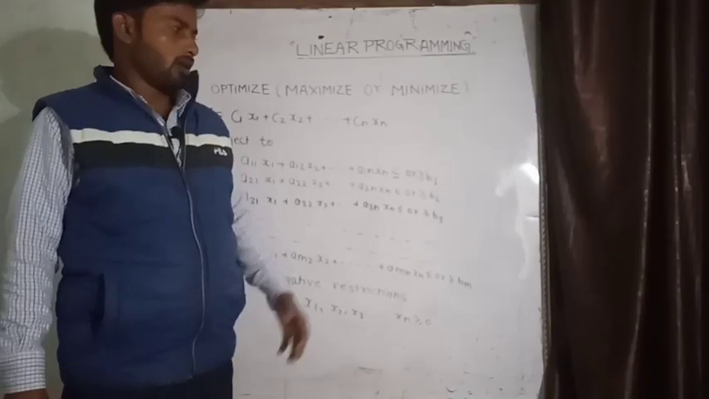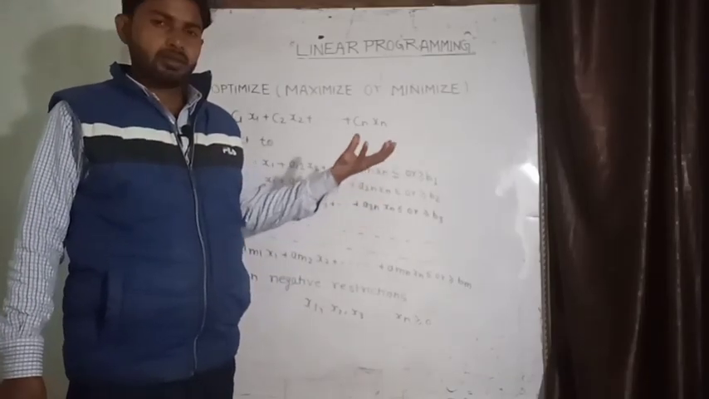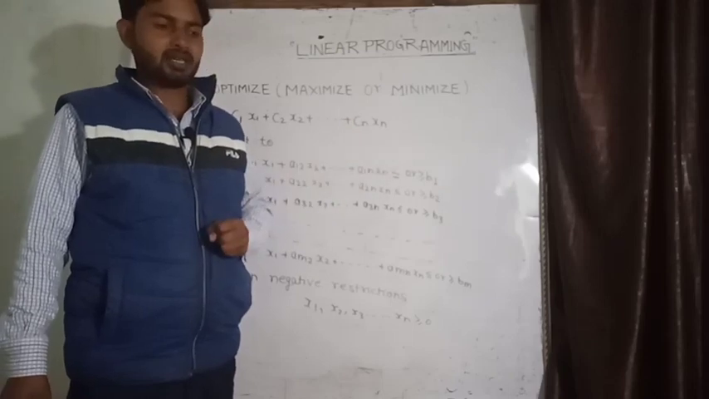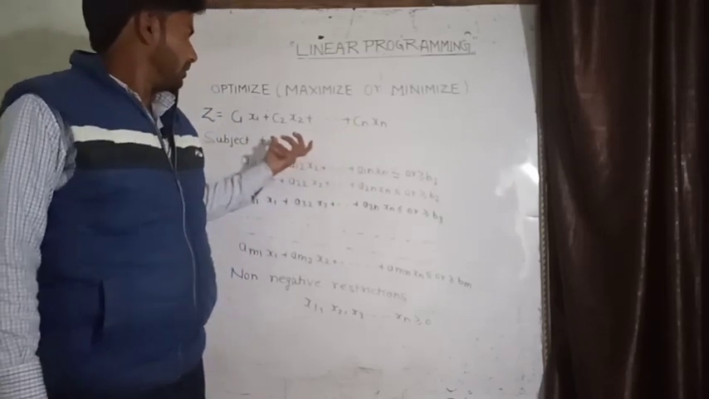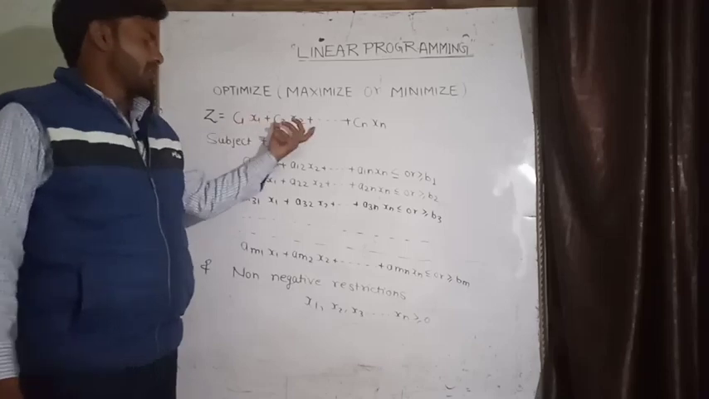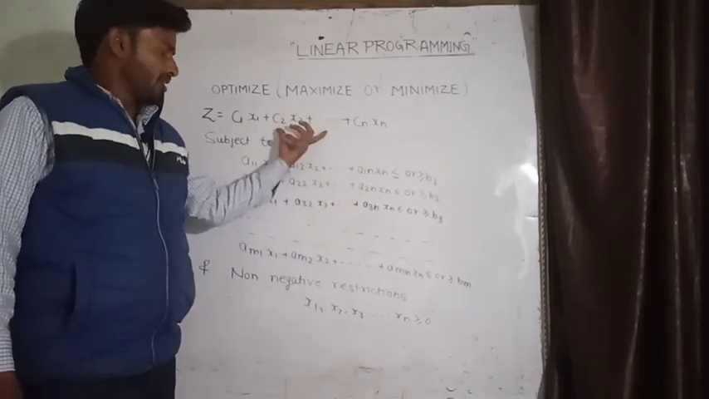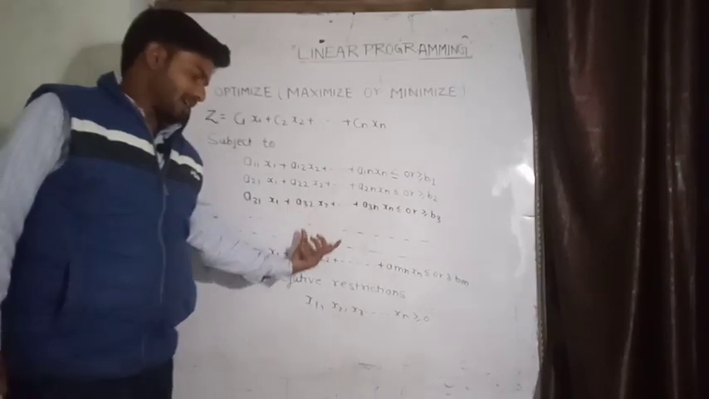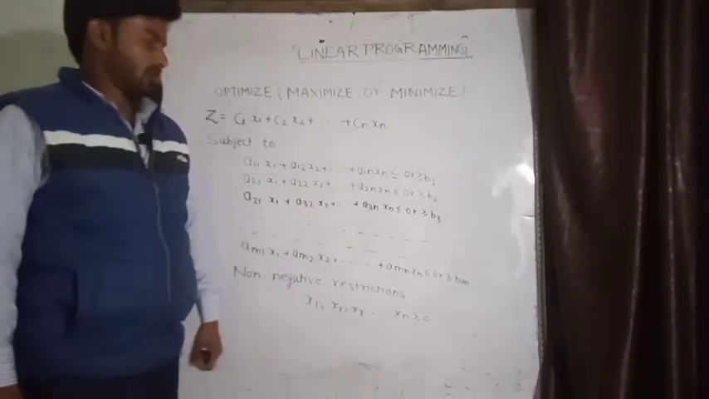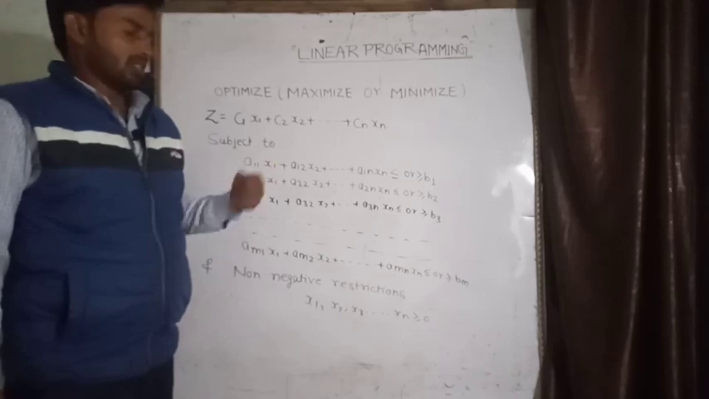Now first of all, what is the solution of an L.P.P? If c1x1 plus c2x2 plus so on cnxn is the objective function, these are constraints, and these are non-negative restrictions, what is the solution set?